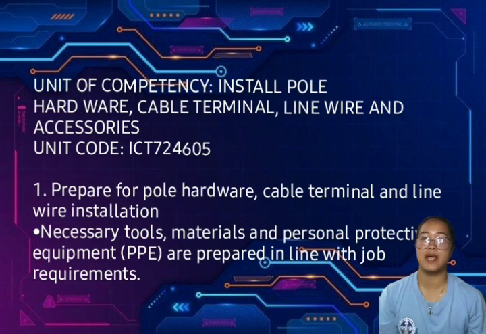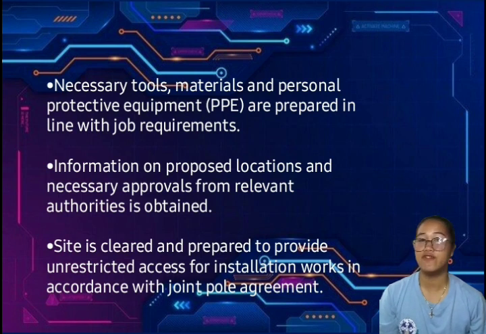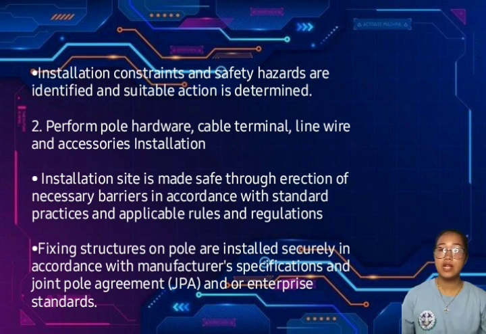accessories. First, prepare for pole hardware, cable terminal, and line wire installation. Second, necessary tools, materials, and personal protective equipment, or PPE, are prepared in line with job requirements. Third, information on proposed locations and necessary approvals from relevant authorities is obtained. Site is cleared and prepared to provide unrestricted access for installation works in accordance with joint installation constraints, and safety hazards are identified and suitable action is determined.